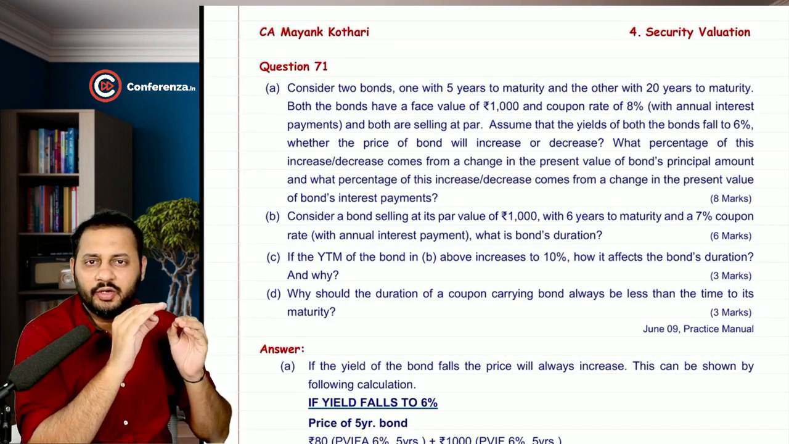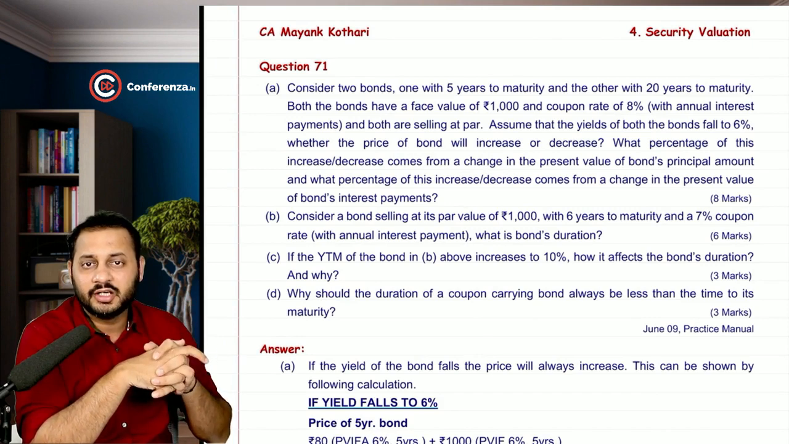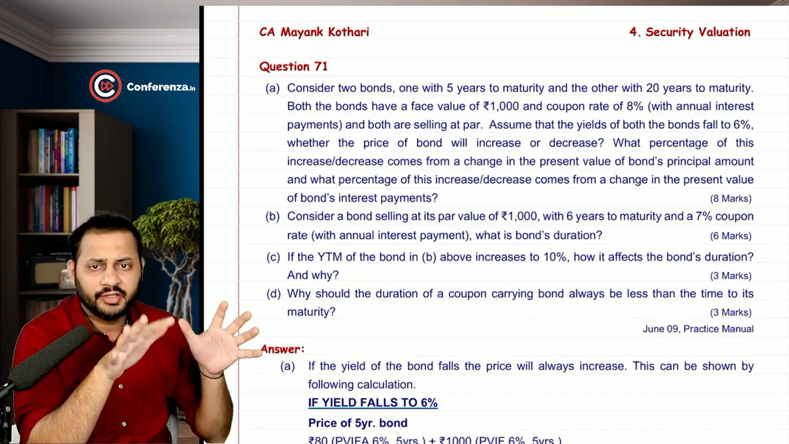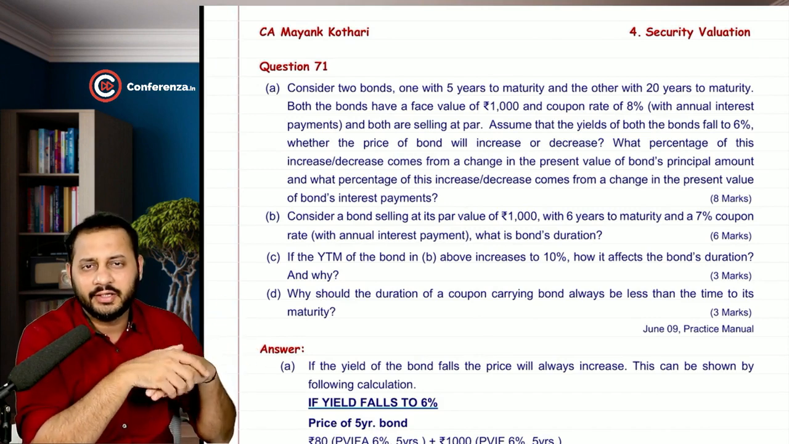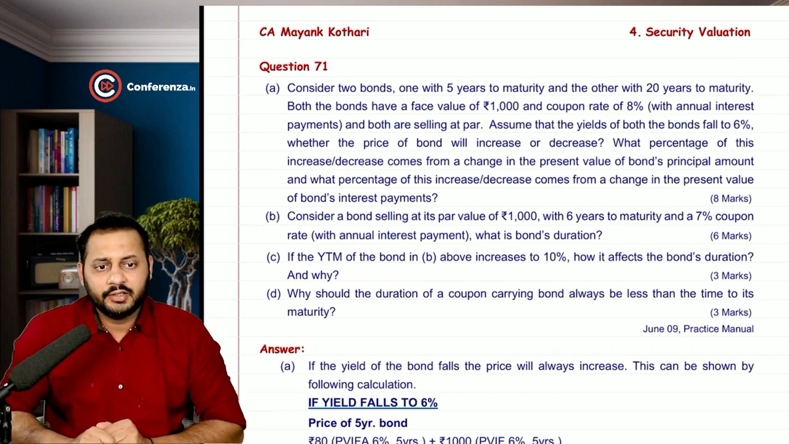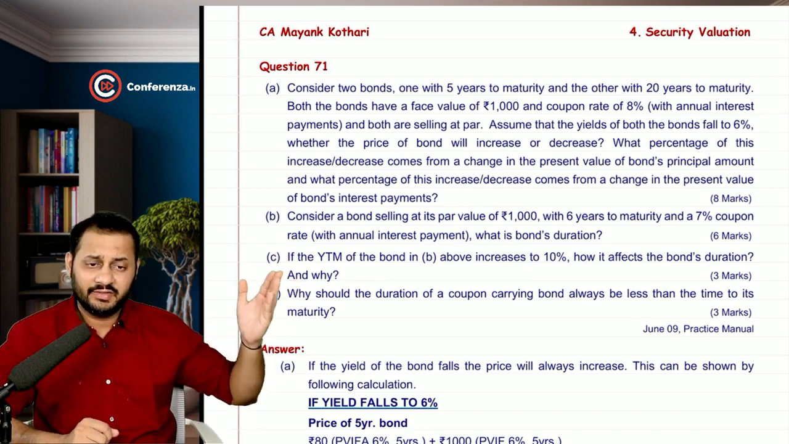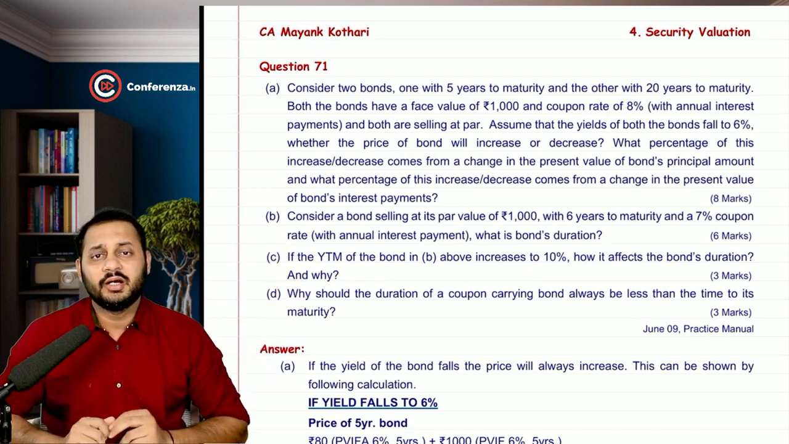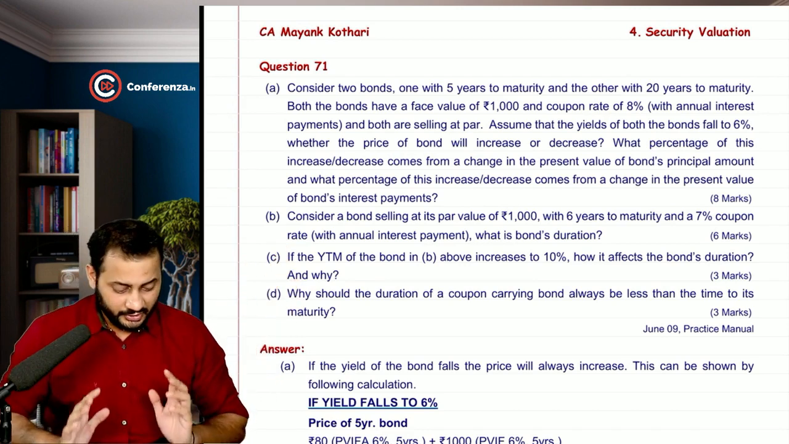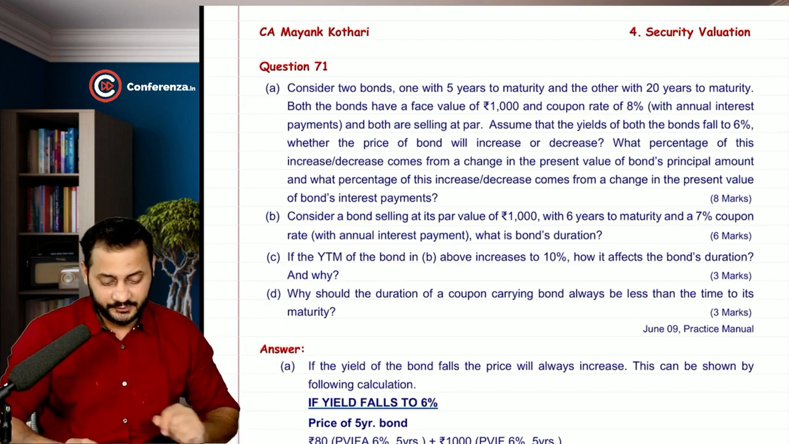There are four different parts in this question and all four are different, so it is going to take a little time to solve the entire question. Have a look. This was asked in June 2009 and it was also included in the practice manual. When it was asked in June 2009, it was a 20 marks question. So a single question on bond valuation for 20 marks in June 2009. Have a look.